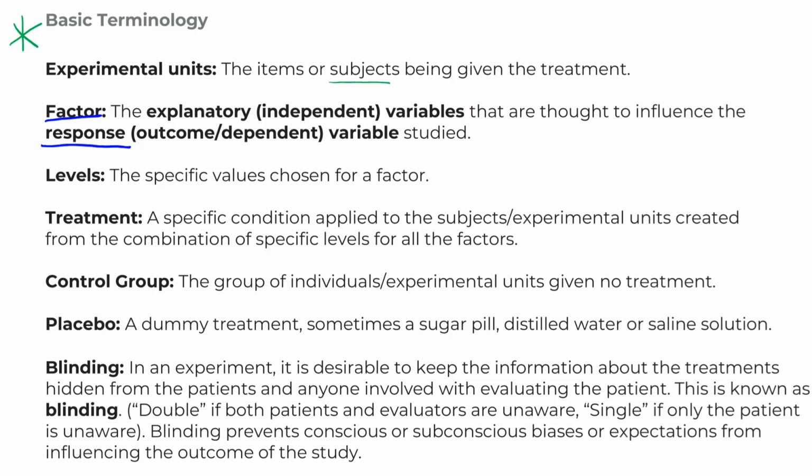So just know the response is at the end. Factors are the things that we're changing to cause that change at the end. All right, so levels are the specific values chosen for a factor. So that's why I say factors and explanatory variables are not necessarily one-to-one, because our factors are things we manipulate, so we're going to choose exactly what the levels are.